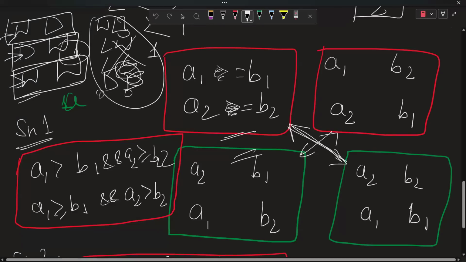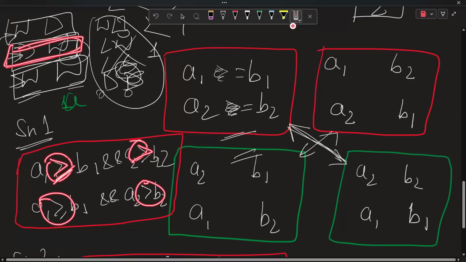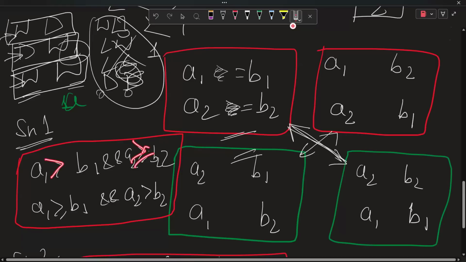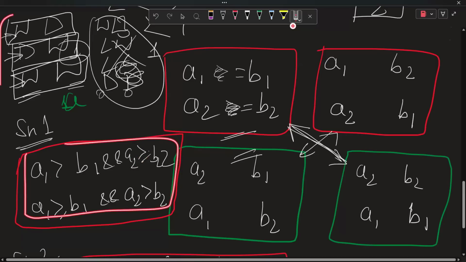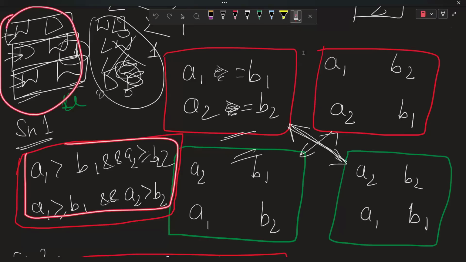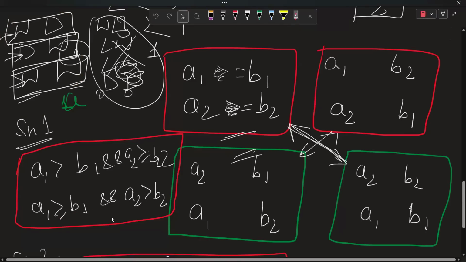So for win-win, both should be strictly greater. Both strictly greater conditions should be satisfied for the win-win situation. For draw-win, greater than or equal to and strictly greater. This is for draw-win. For win-draw, strictly greater and greater than or equal to. So with these conditions, we are checking for either of these three cases. I hope that is clear.